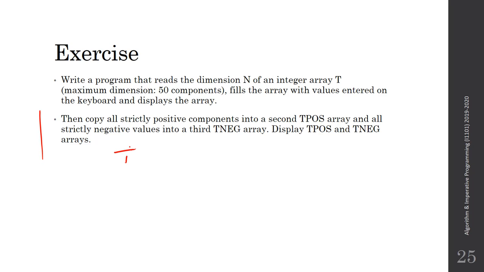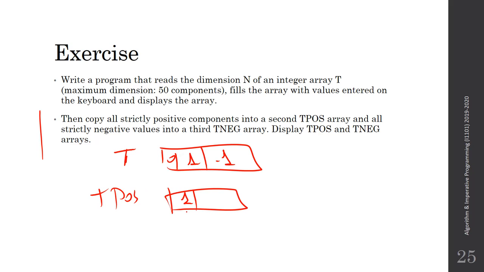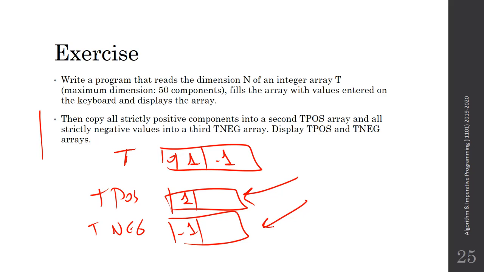So suppose that t contains 0, 1, and minus 1, just 3 elements. In t positive, we'll have just one element which contains 1, and in t negative, we'll have just a minus 1. So again, the size of t positive and t negative at the beginning is always 50, because a user can enter all positive integers. So I need to expect the worst. So t positive and t negative at the beginning are equal to 50.